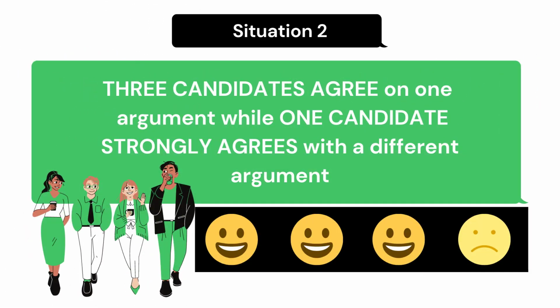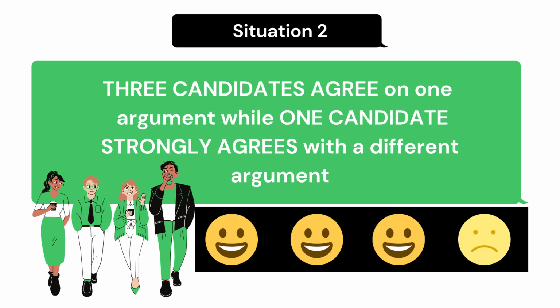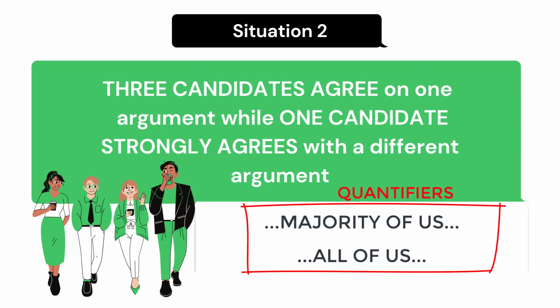Next, when you have 3 candidates agree on one of the arguments, while one candidate strongly agrees with a different argument, then your conclusion will be different from the earlier one. Example: in conclusion, majority of us agree that Pomodoro and Eisenhower techniques are great when they are blended together, as they help us to completely focus on urgent and important tasks. Thank you for your contribution to this discussion. So for this situation, the phrase used here is majority of us, but not all of us.